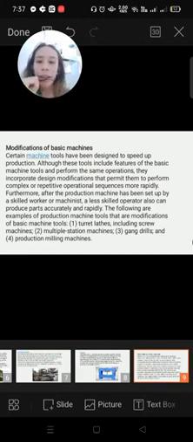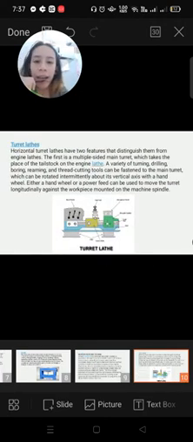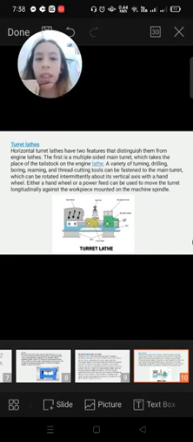The following are examples of production machine tools that are modifications of the basic machine tools: lathes, including screw machines, multiple station machines, gang drills, and then the production milling machines. Okay, remember that one. So the turret lathes, horizontal turret lathes, have two features that distinguish them from engine lathes.